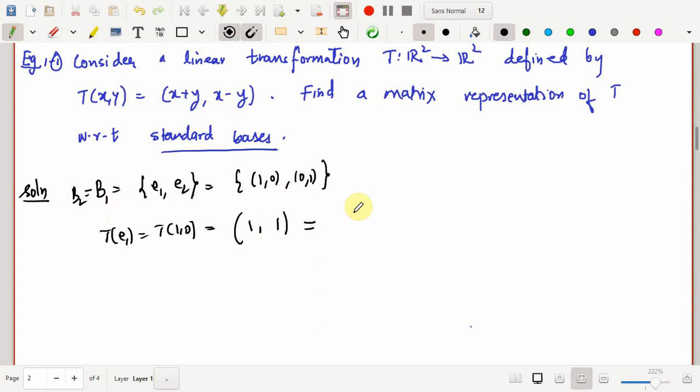It's very simple. 1 comma 0, you don't have to actually do the computation for this. Orally you can write down this. You just have to write down this as 1 comma 0. So what is the scalar that will appear here?